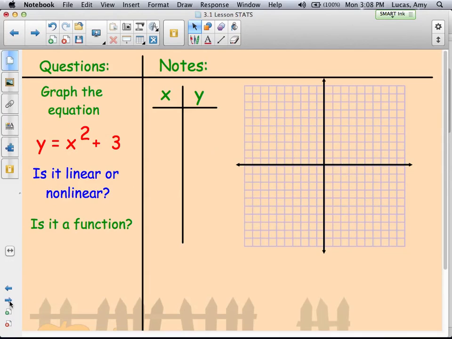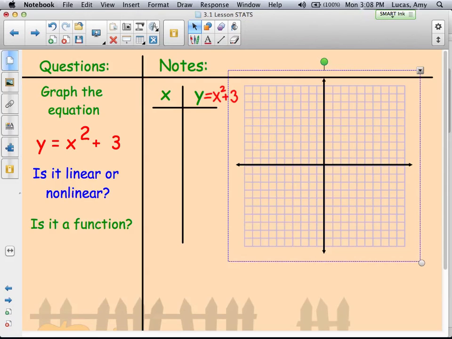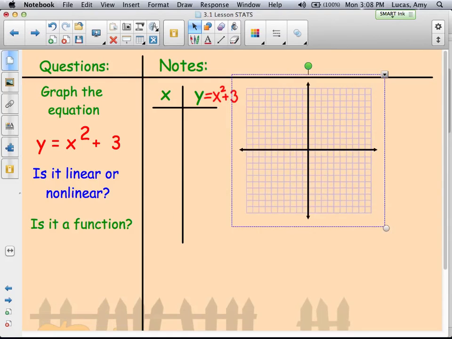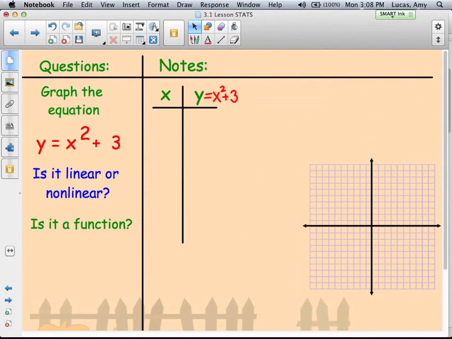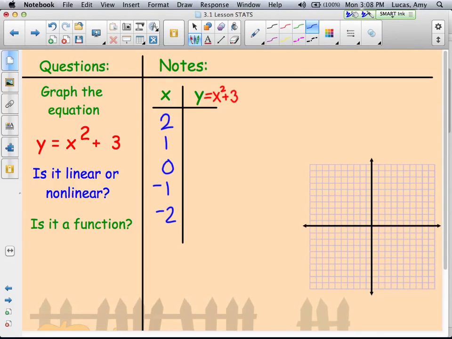The next example, this one has an exponent in it. So y equals x squared plus 3. This equation looks different than the last. Okay, so I'm going to still go with my same values though. I like those values from the last one. 2, 1, 0, negative 1, negative 2. So I'm going to stick with those.